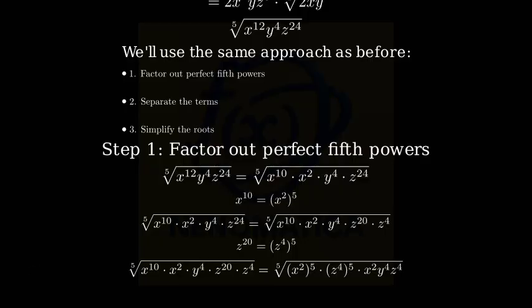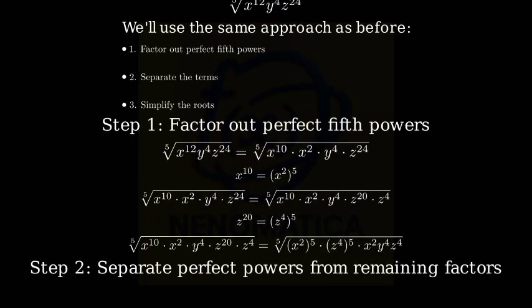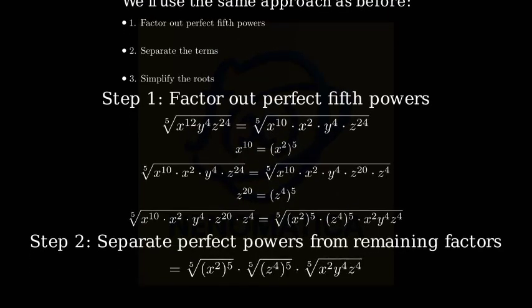In the second step, we'll separate the expression by writing it as the product of the fifth roots of each term. This gives us the fifth root of x squared to the fifth power times the fifth root of z to the power of 4 to the fifth power times the fifth root of x squared y to the fourth power z to the fourth power.